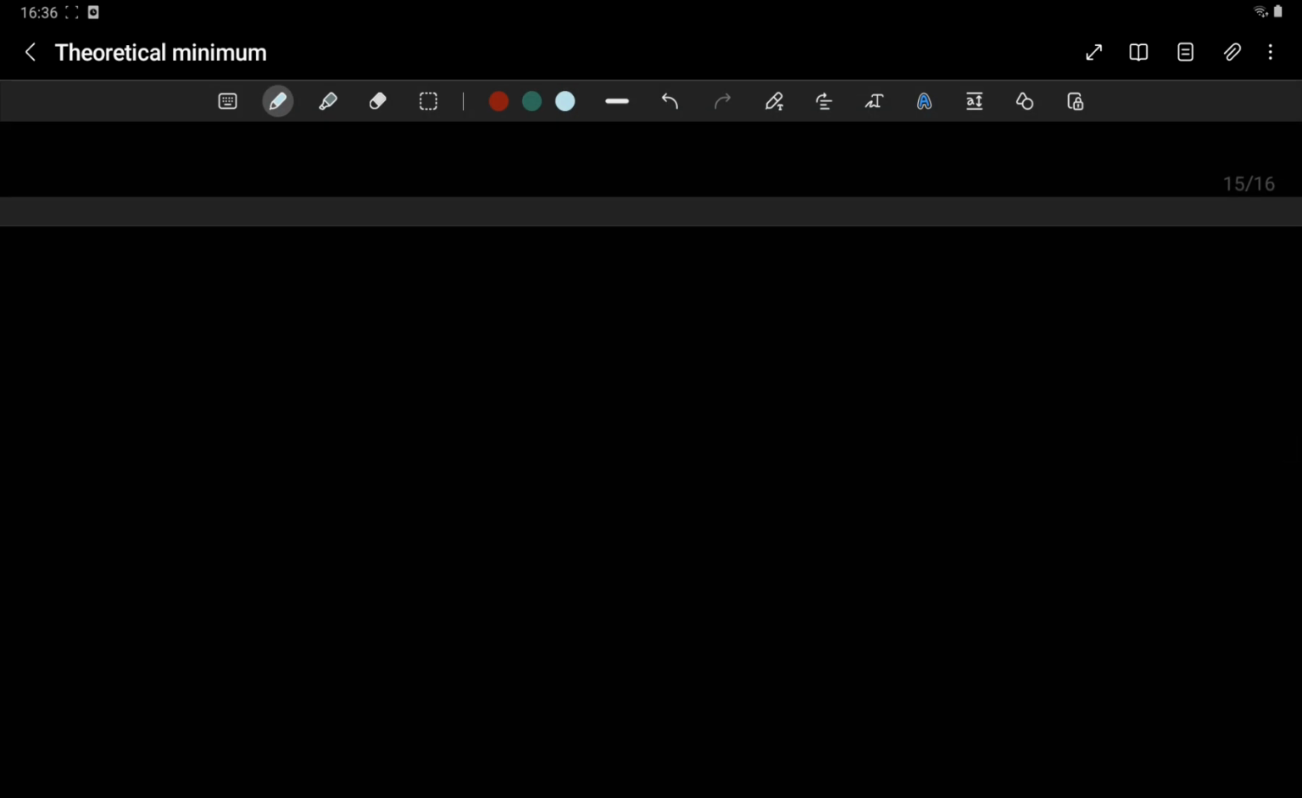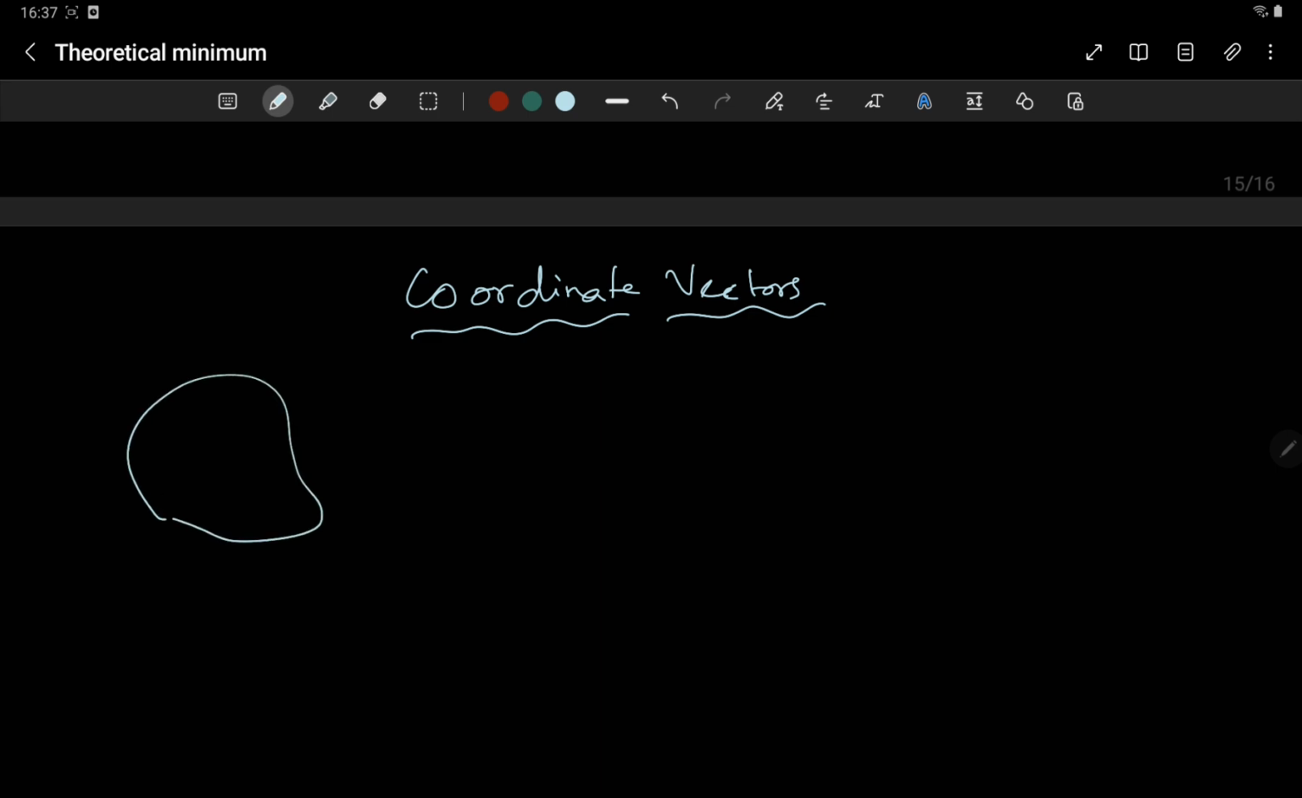So today what we shall discuss is something called coordinate vectors. Okay. So let's see what a coordinate vector is. Say you have a vector space, which is denoted as something like this, and each point represents a vector in this vector space, and it has some basis.